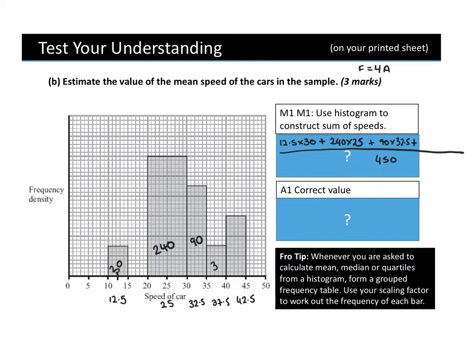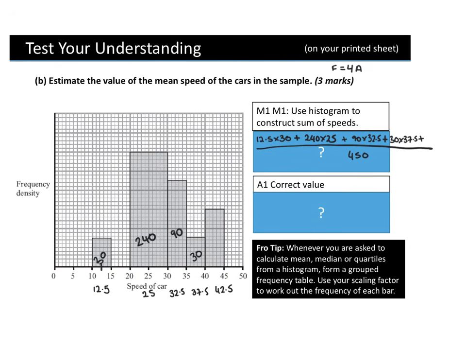We know this is 30 again. So we're going to have 30 times our midpoint, 37.5, plus our area for the last one is 60. Did we already times it by 4? Yep, so we're going to have 60 multiplied by our midpoint, which is 42.5. Divide that all by 450. And that is actually going to give us 28.8.